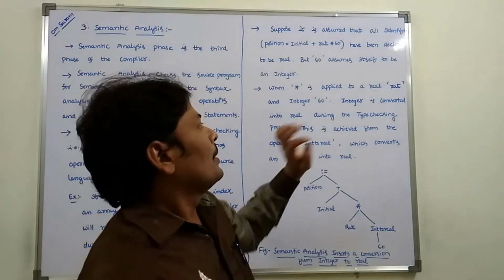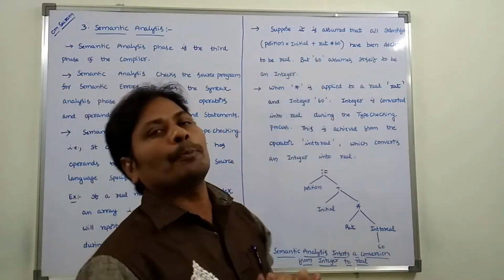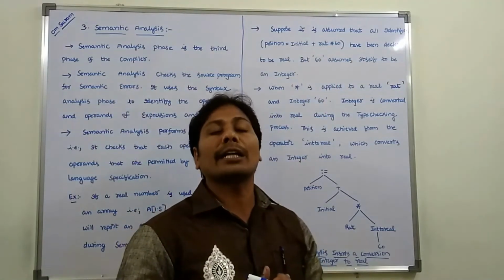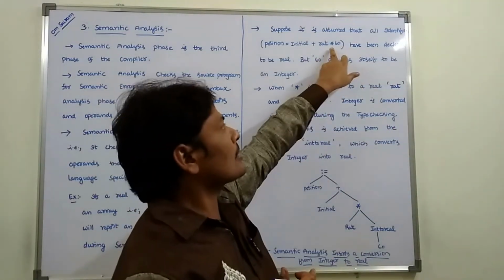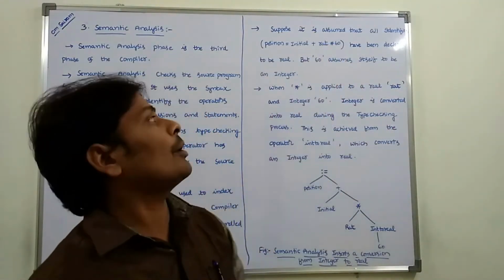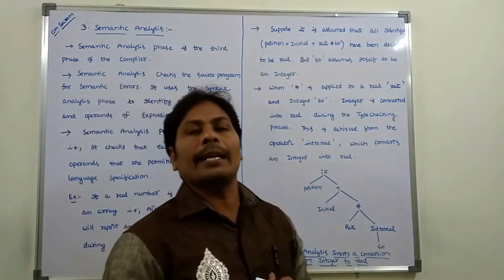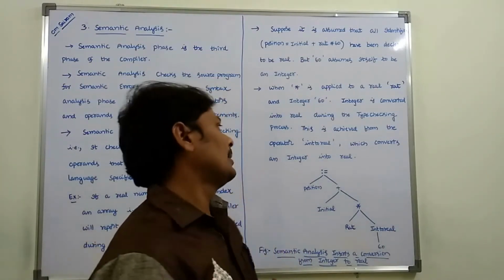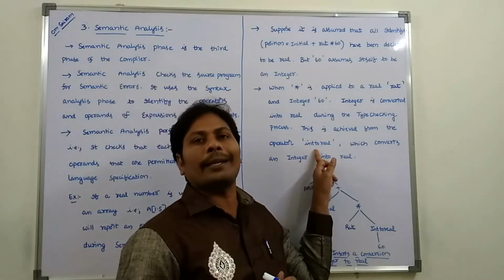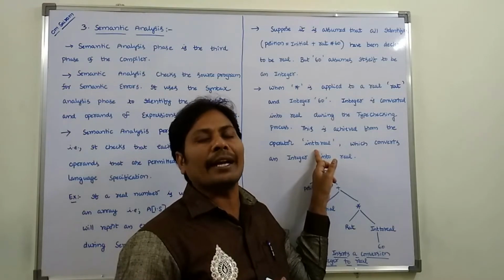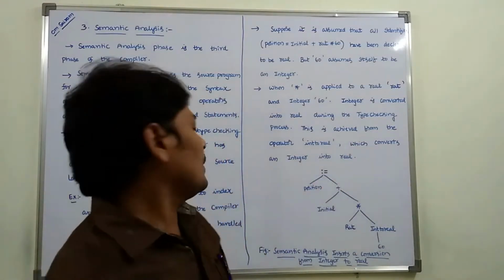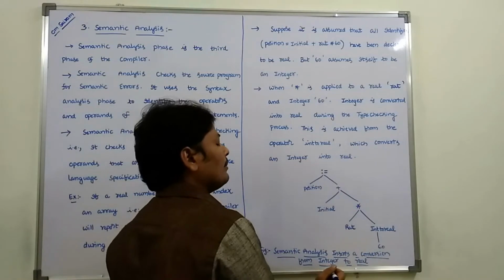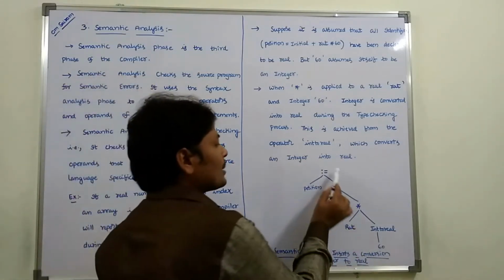So during the type checking process, the identifier rate and integer 60 are converted into real when star is applied to be real. Here the integer 60 can be converted into real by using an operator called int to real. By using this operator, we are converting our integer into a real number. This tree is called semantic analysis, which inserts a conversion from integer to real. Up to this point, it is the same.